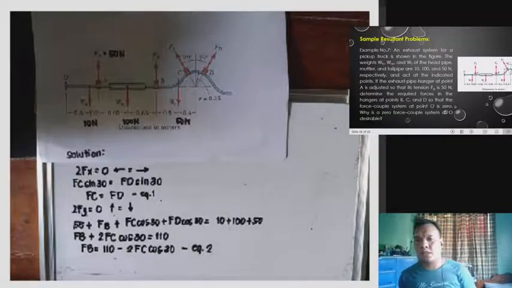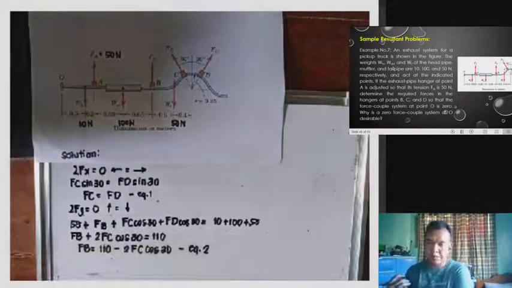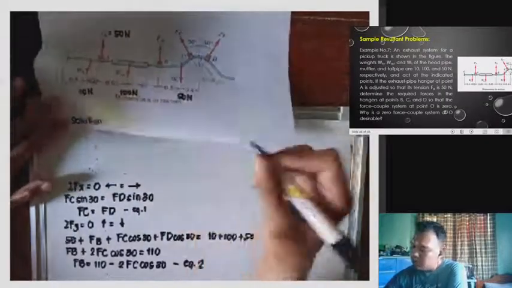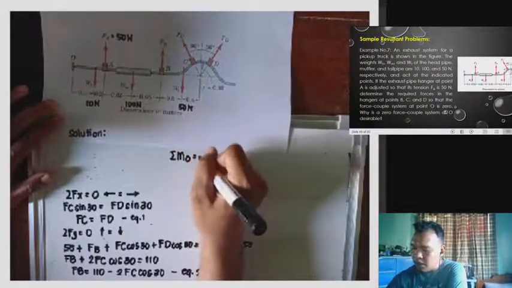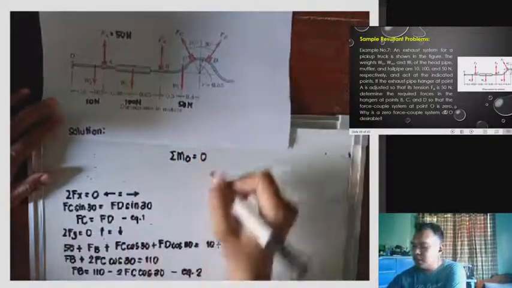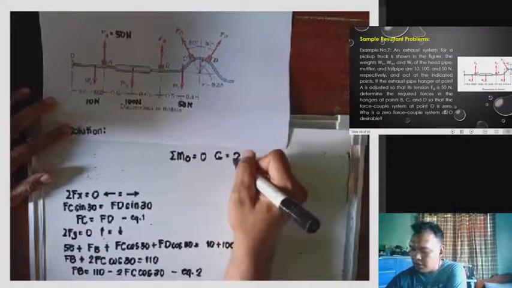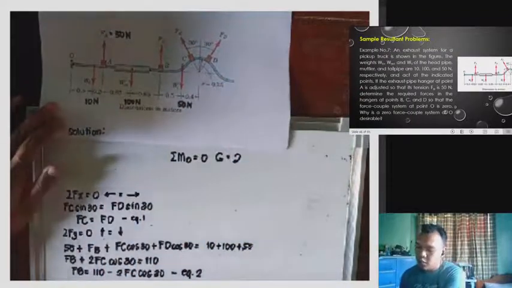So, tatlo yung unknown natin. So, kailangan natin ng tatlong equation. So, ngayon, para makakuha tayo ng pangatlo, summation moment tayo. Summation moment at O is equivalent kay 0. So, counterclockwise is equivalent kay clockwise. So, si counterclockwise natin is mga nasa taas. Clockwise natin is nasa baba.